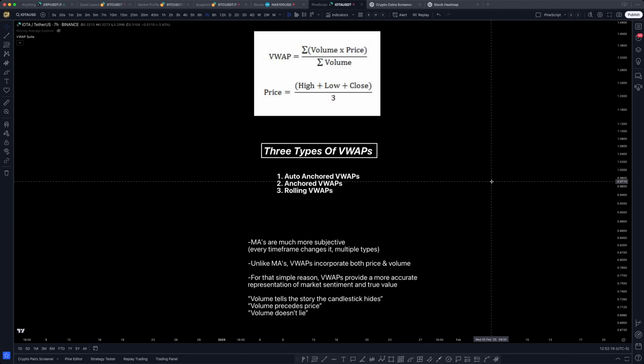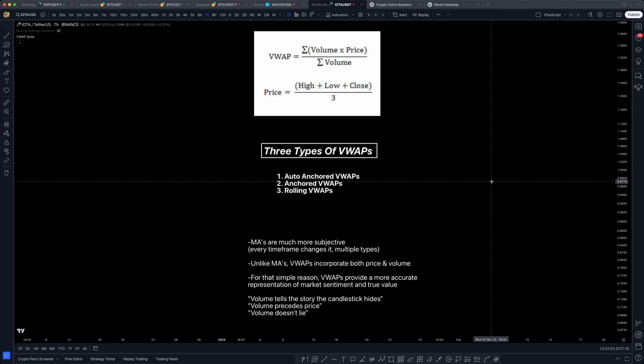I think that moving averages are much more subjective than VWAPs, and that's why personally I've been using VWAPs a lot more over the past year or two, because unlike moving averages, VWAPs incorporate both price and volume, and volume is a super useful metric that not many people use. You could have a 22 EMA, a 44 SMA, a 55 weighted moving average. There are just so many different ones that you could use, and you can always find one to fit your narrative. And that's why I like VWAPs.